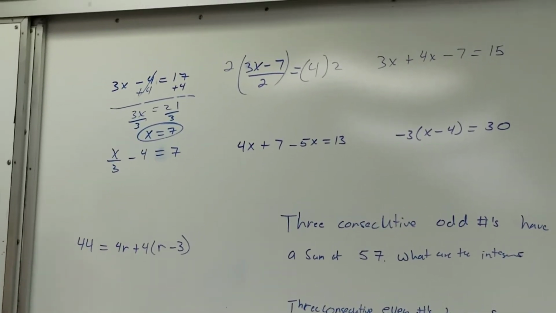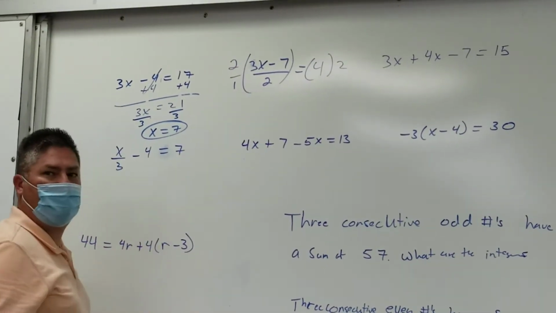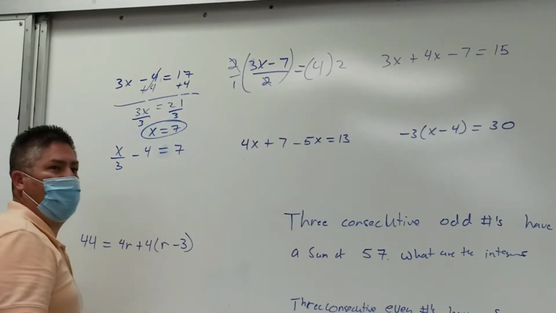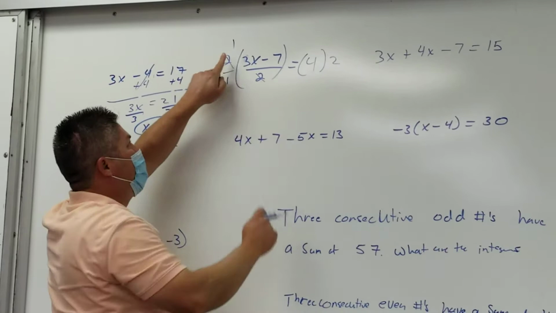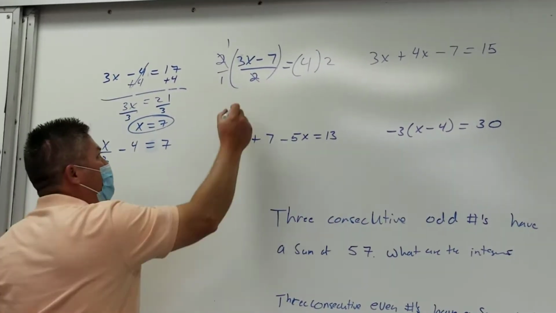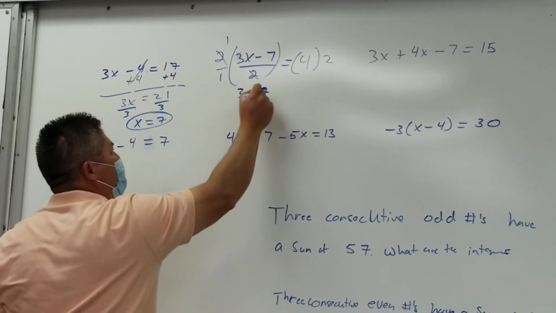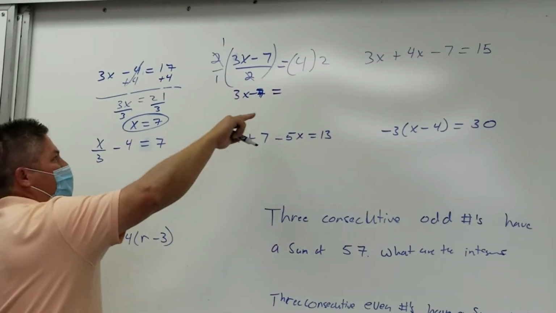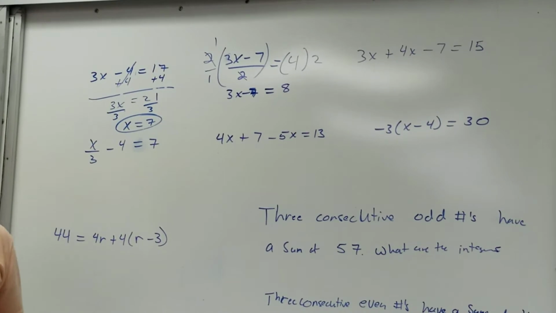So Gianna, when I times this side by 2, what happens with this 2 and this 2? They divide, I don't like the word cancel, they divide to 1. 2 goes into 2 how many times? Once. What's 1 times all that? All that, right? So I'm just gonna write 3x minus 7 equals, and then Gianna, what's the other side? 8. Boom, I've got rid of the 2, right, Brian?